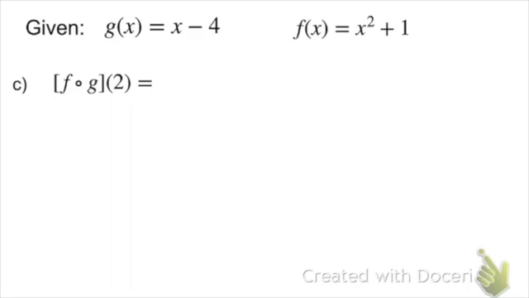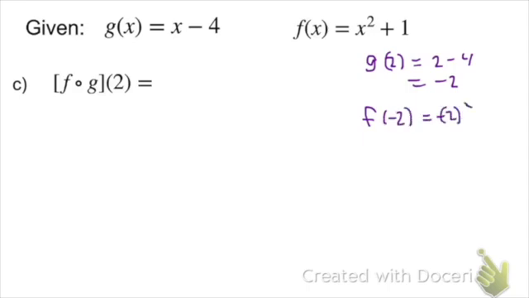We are still using our same two functions, but now we're going to find f of g of 2. There's a couple of different ways of doing this. Since g is going to go into f, you could plug the 2 into the g function first, get your value, and plug that value into the f function. So let's do it that way first. We have g of 2. If we plug 2 into the g function, we get 2 minus 4, which is negative 2. We can then plug negative 2 into f of x. And f of negative 2 is (negative 2) squared plus 1, which is 5.